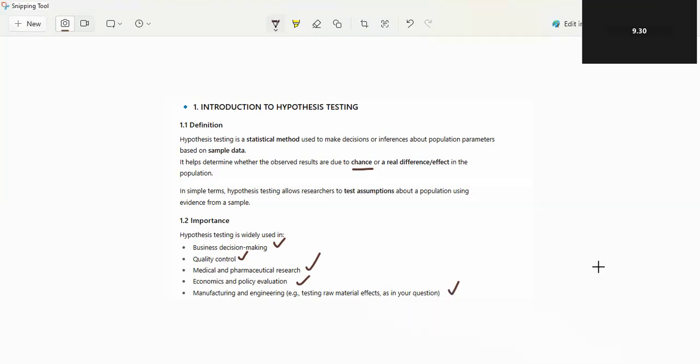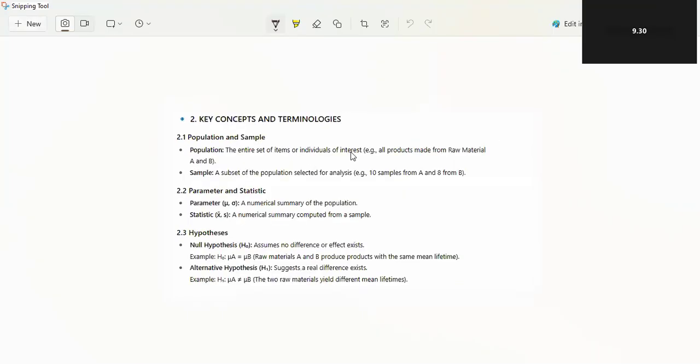So there are terms like population. What is a population? A population is simply the entire set of items of interest, products or raw materials, A and B. The GBS 541, that is the entire population. And the sample is simply a subset of a selected structure or frame of analysis. For instance, the 8 of you and 9 of you are a sample from the entire class.